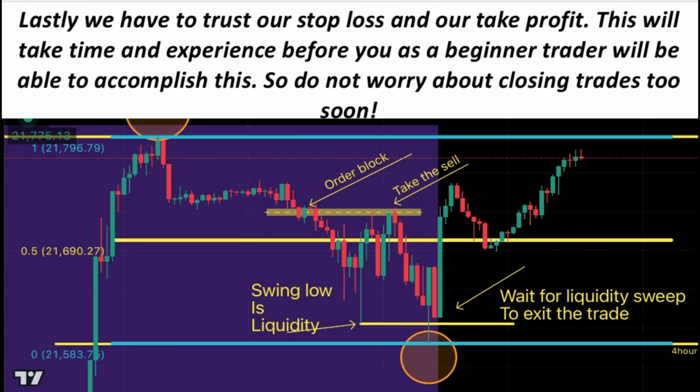The last thing that we have to do, and this is very important, is learn how to trust your stop loss and trust your take profit. This is going to take time for a beginner trader. It takes time and experience. Just taking these setups more and more is going to build your confidence. Even if you do not take these setups with real money or a funded account, just watching this happen in a live market is going to build your confidence as a beginner trader.